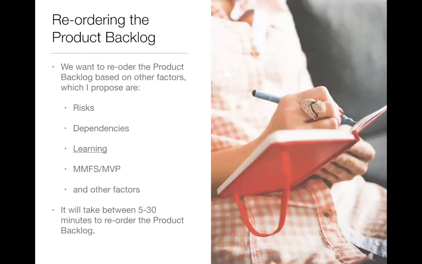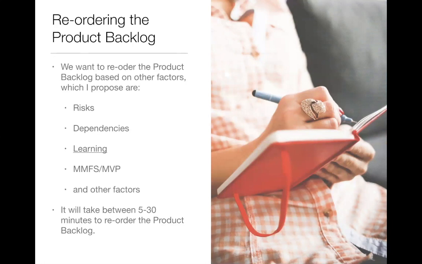Okay, now we have to reorder the product backlog based on some other factors. What I propose is we consider these things, although I'm not too concerned what you consider. Usually your team will consider the right things, whatever words they put to those things. But anyway, risks, both business and technology risks, dependencies, both business and technology. One they often forget is learning.